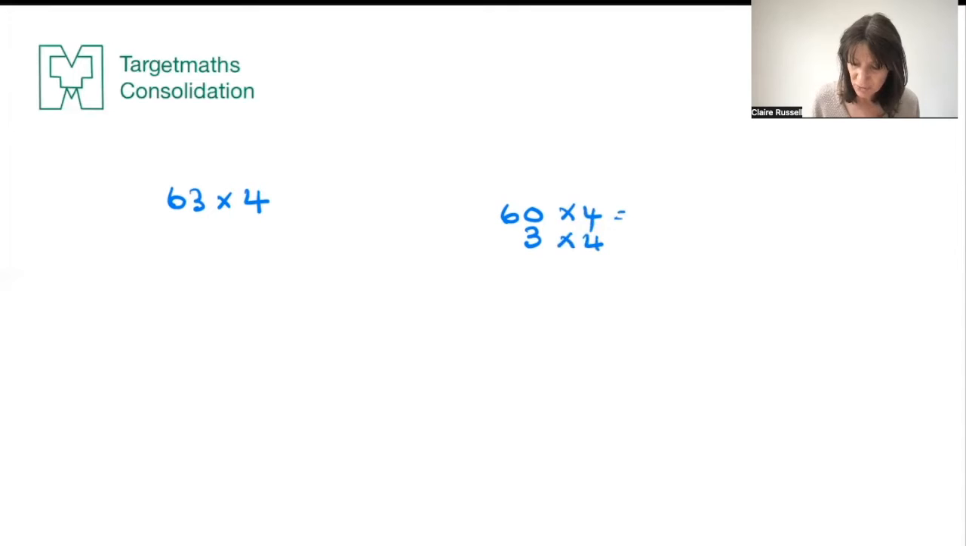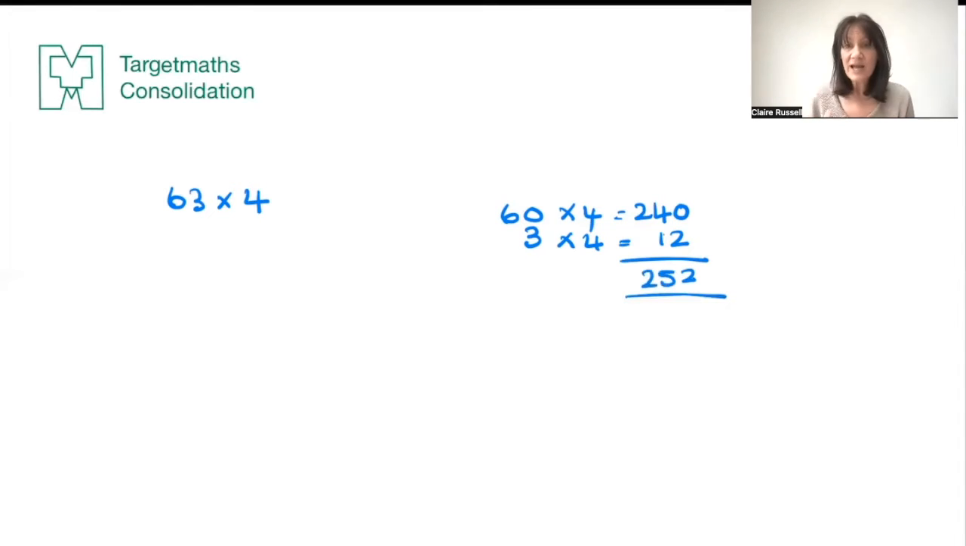6 4s are 24, add the 0, 3 4s are 12. Make sure you're lining this up properly or it will go wrong. 0 plus 2 is 2, 4 plus 1 is 5, and 2. So that's one way that you could do it. It works for 1 digit only. It's the 1-digit method.